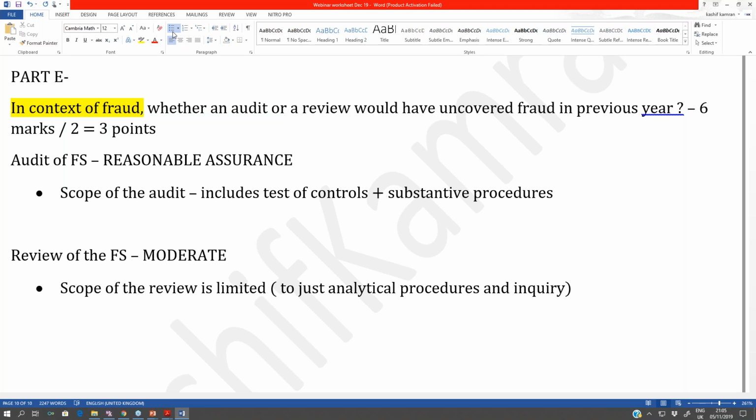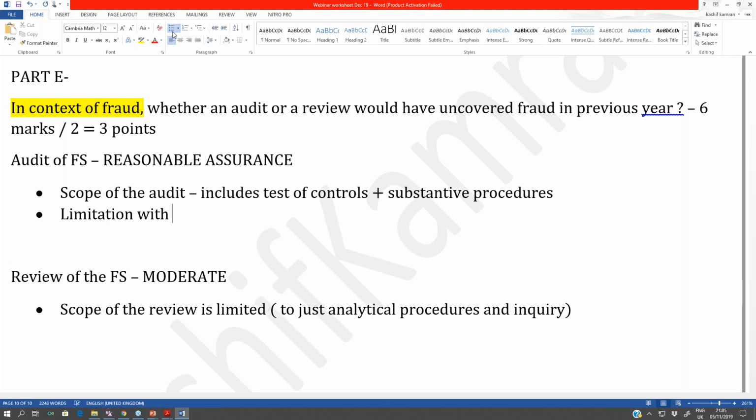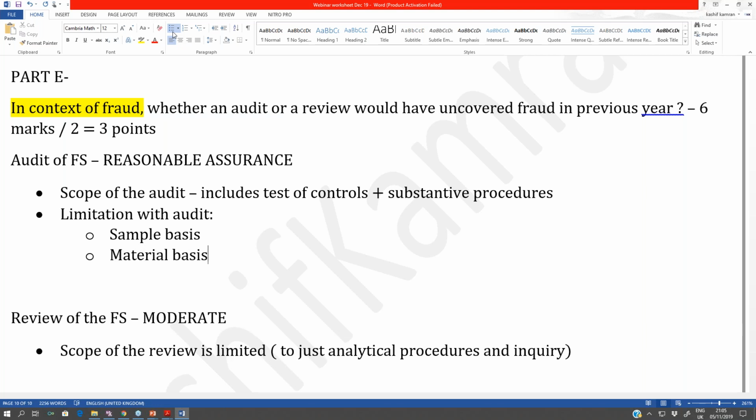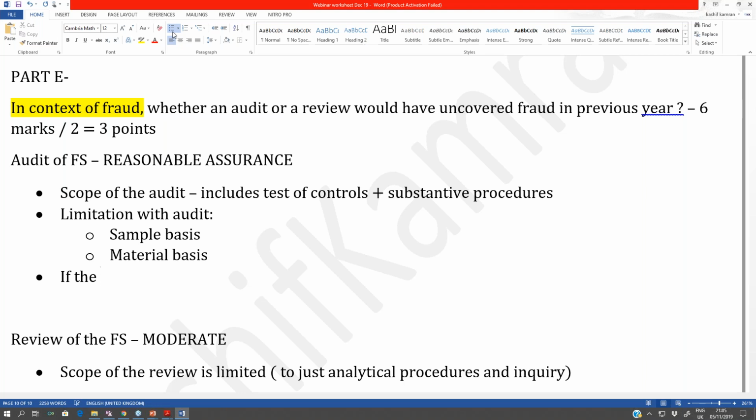So in context of fraud, whether an audit or a review would have uncovered fraud, perhaps no, because there are so many limitations with audit. Do you believe there are limitations with audit? We do audit on a sample basis, so detecting a fraud becomes difficult. We do audit on a material basis. Detecting a fraud becomes difficult. So there are some limitations with audit, right? And within the limitation, if the auditor identifies the fraud, then it is the auditor's responsibility. But we cannot say the auditor has the primary responsibility of detecting a fraud in audit. You need to understand there are limitations with audit, and within those limitations, the auditor cannot find fraud every time.